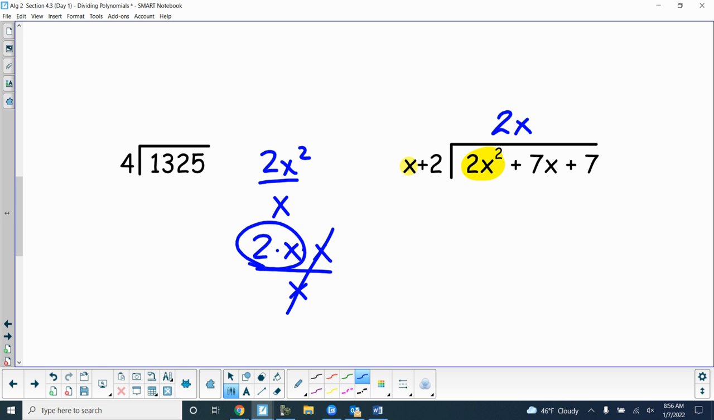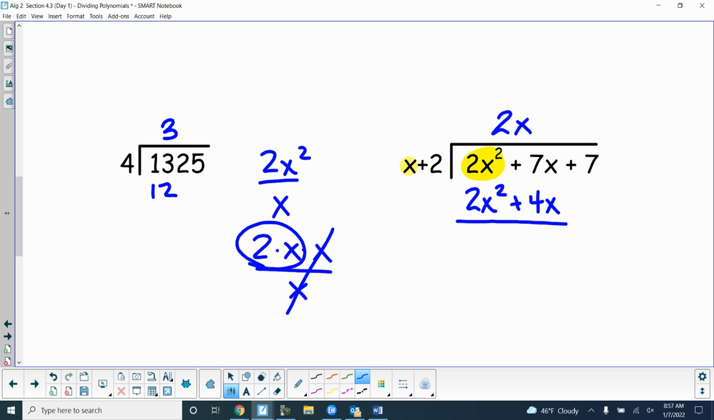If I just look at this one, 4 goes into 13 how many times? 3. What do I do with that 3 and the 4? I got to multiply, right? To get that 12. Well, what do I do with the 2x and the x? Multiply, which is 2x squared. But you also got to multiply 2x times the 2. That's where that 2 comes in now. What is 2x times 2? 4x, right? That goes under the 7x.